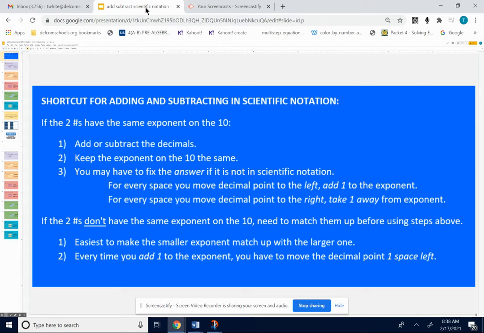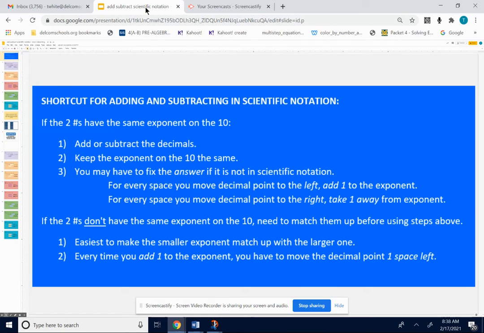Okay, this is a Google Slides lesson to review and to help you guys out with adding and subtracting numbers in scientific notation. Okay, some problems we're going to do together with video, and then slide 8 I'm going to have you do on your own. Again, that'll be like most of the grade.